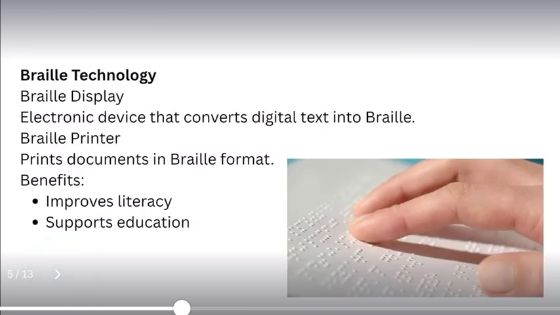Then Braille technology is an electronic device that converts digital text into Braille, and a Braille printer prints it. It helps people with visual impairment, because printed documents in Braille form help them read rather than using digital text. In education, instead of reading the textbook, converting it into a Braille display helps students improve the literacy rate as well as supports education.